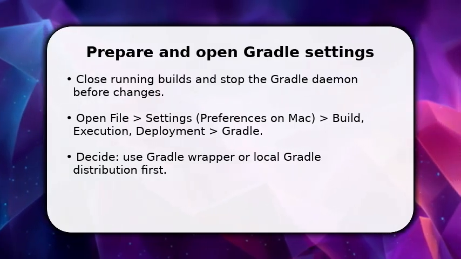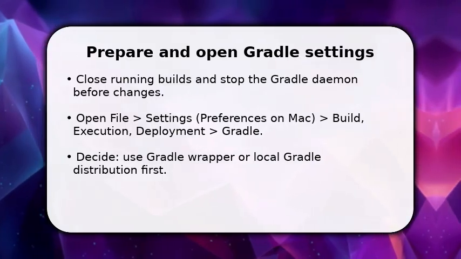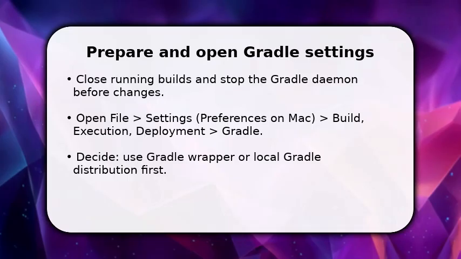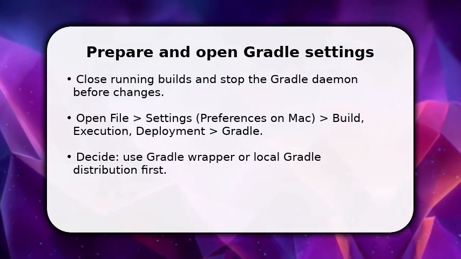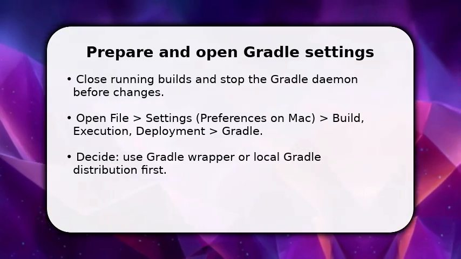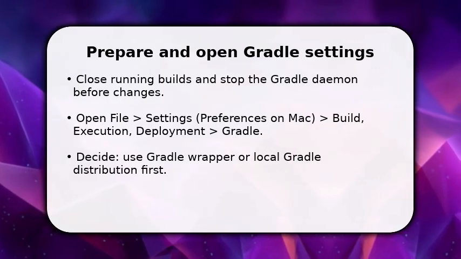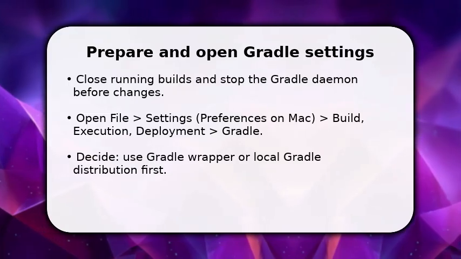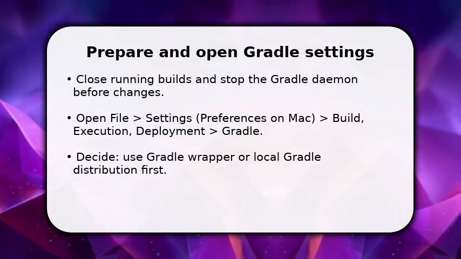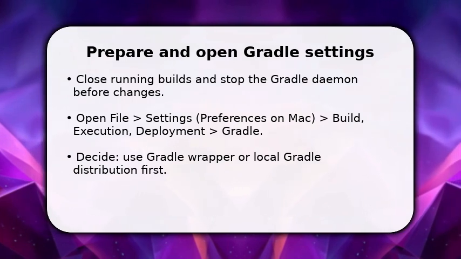This prevents file locks. Once stopped, open File Settings, Preferences on Mac, and navigate to Build, Execution, Deployment, then Gradle. Here you choose whether to keep the project using the Gradle wrapper or to point Android Studio to a specific local Gradle distribution. Make that decision now because the following steps diverge. The wrapper keeps versions per project, while a local distribution sets a fixed Gradle home for the IDE.